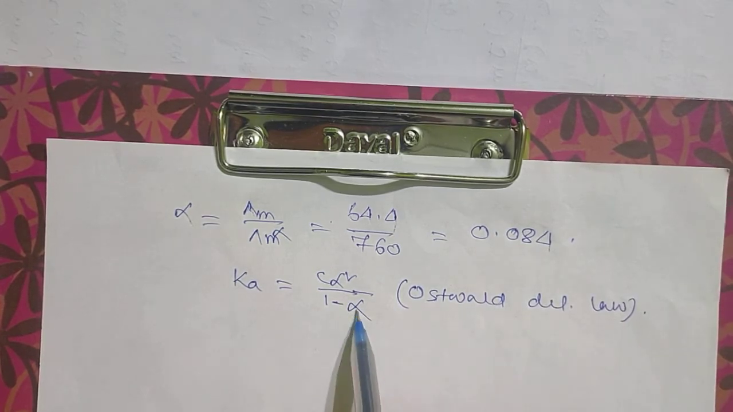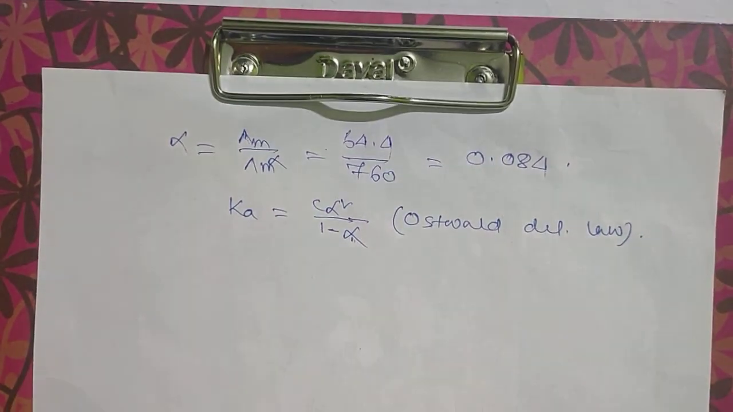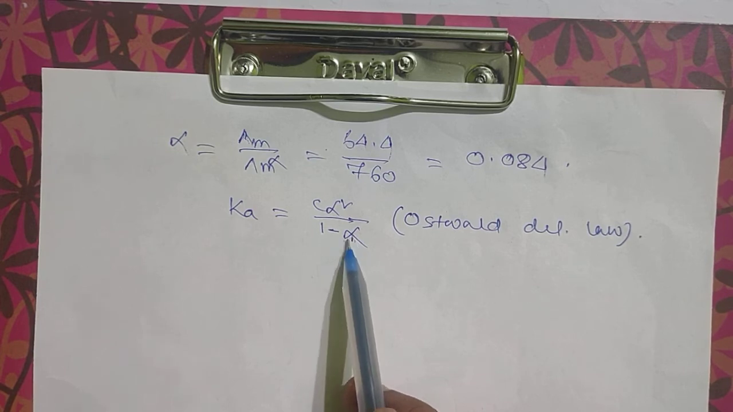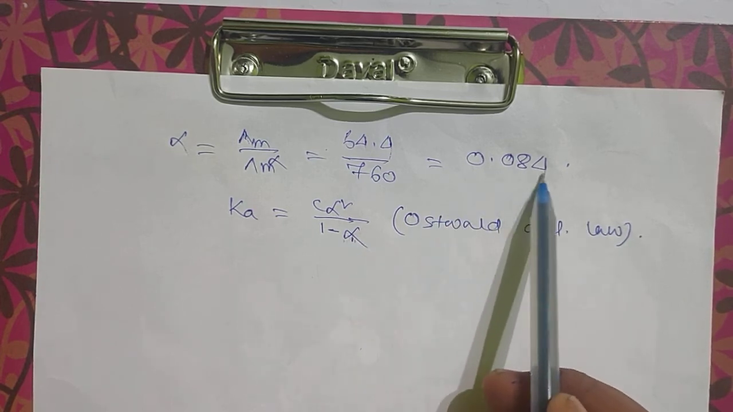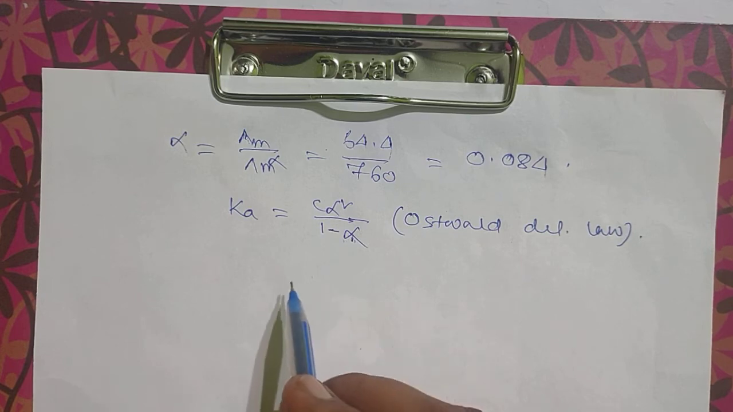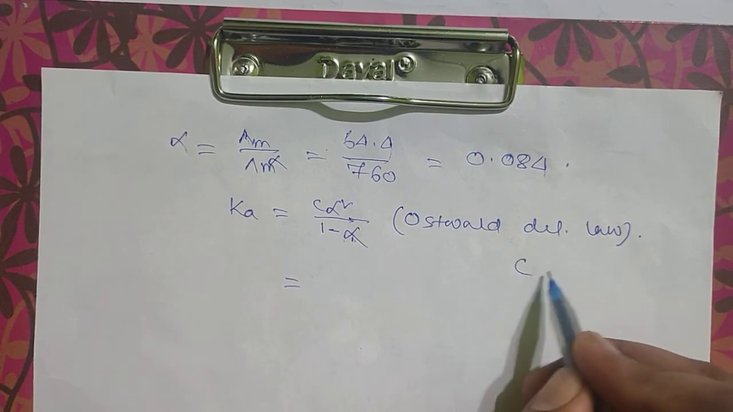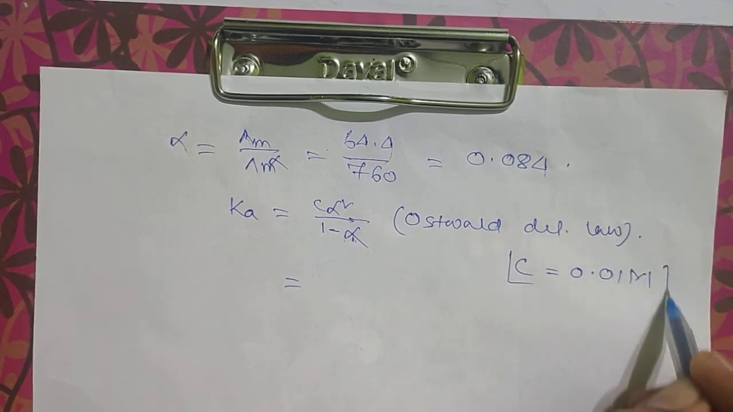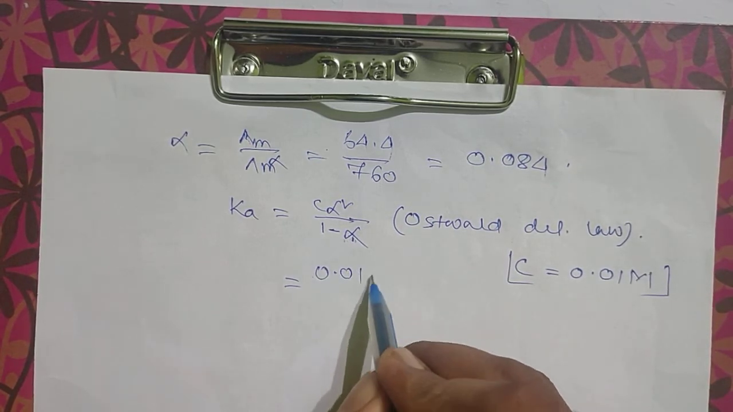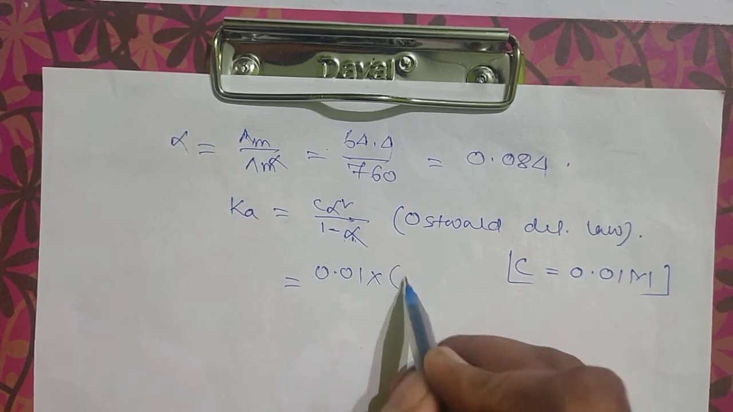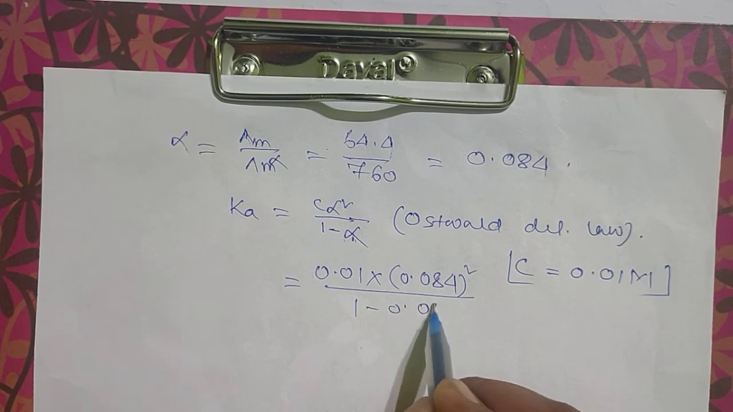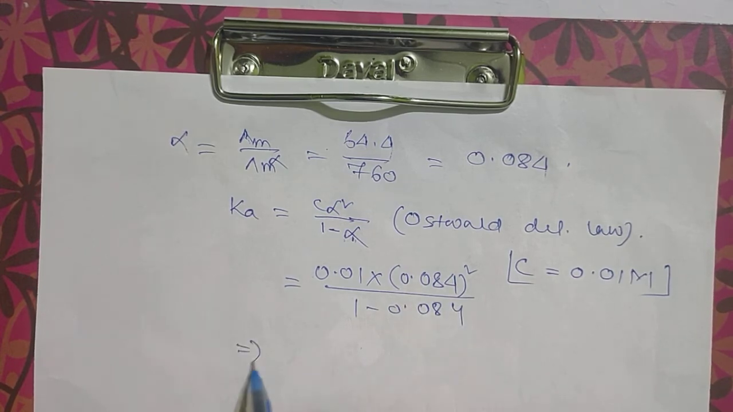We are not ignoring this term here. We can ignore it when alpha is very much less than 1, but here, as the data values are given, we are not ignoring it. So we will put in the values, and C equals 0.01 molar. So Ka equals 0.01 into 0.084 square over 1 minus 0.084. By calculating this we will get the value.